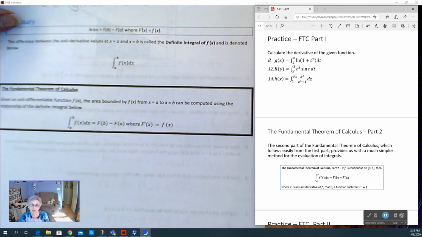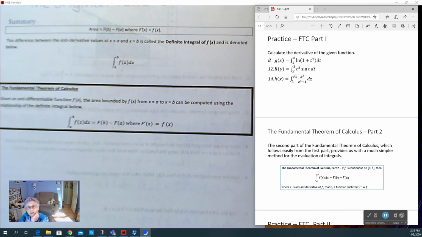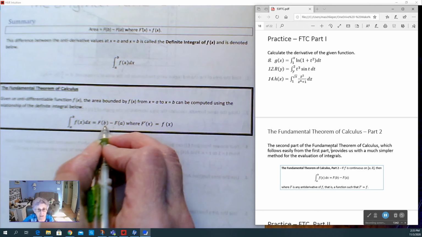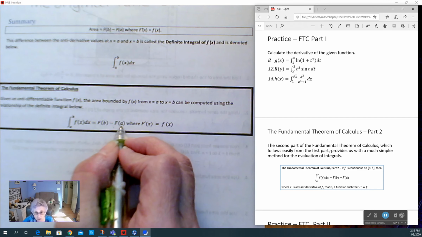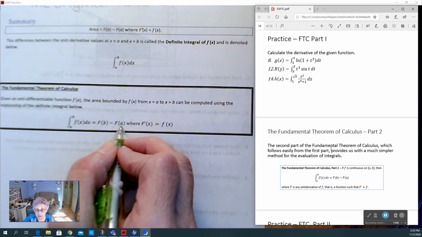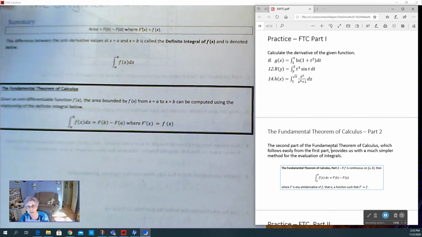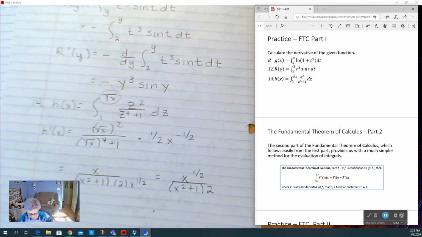Here it is. Now, why don't we add C, you ask? Well, what would happen if you did add C? When you plugged in B, you would have plus C. When you plugged in A, you would have minus C, and it would disappear. So we don't have to worry about the plus C like we do for general antiderivatives.